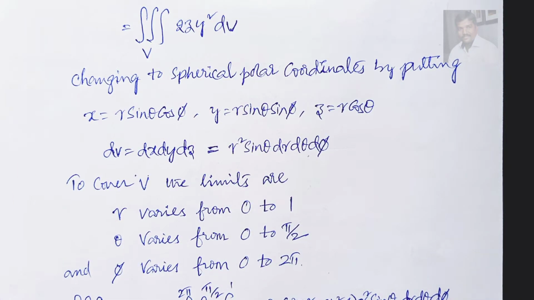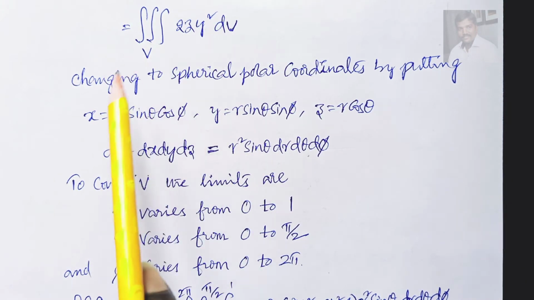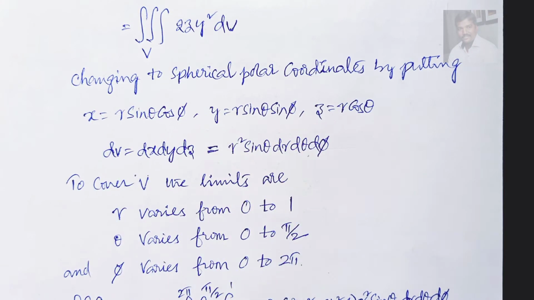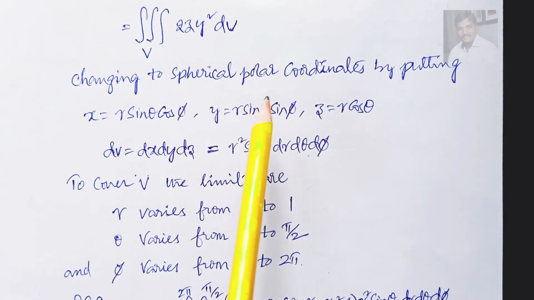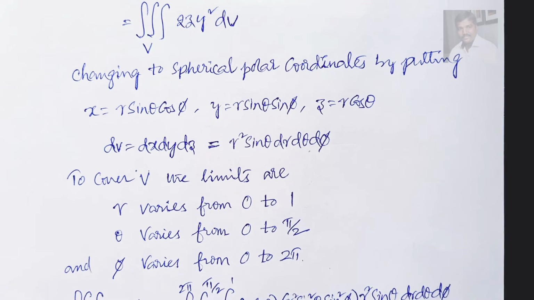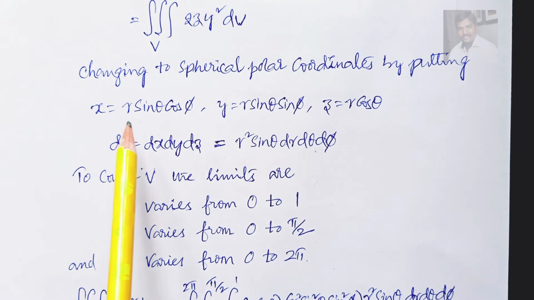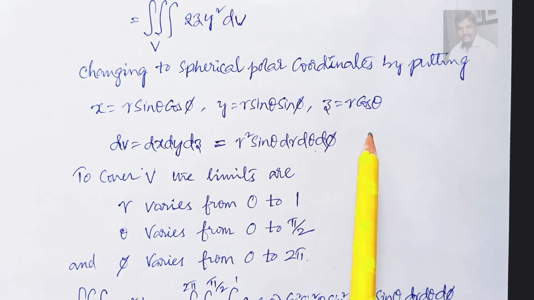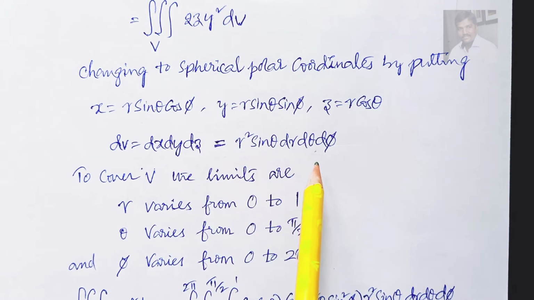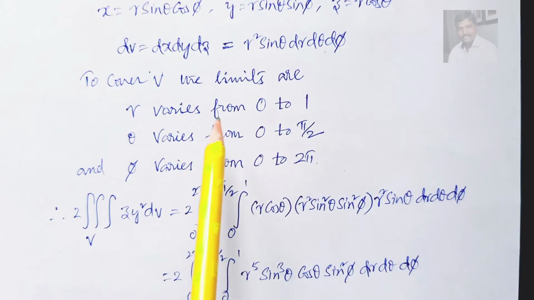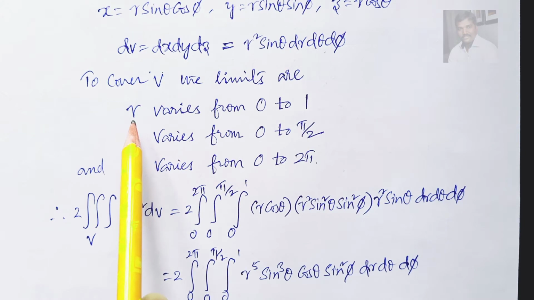Since the sphere equation is given, to make the integration easy, you better change this into spherical polar coordinates. Then you can easily evaluate this. I am changing the Cartesian coordinates to spherical polar coordinates. For that we put x equal to r sin theta cos phi, y equal to r sin theta sin phi, z equal to r cos theta, and dx dy dz is replaced with r square sin theta dr d theta d phi. Now what about r, theta, phi? r is nothing but the radius of the sphere.